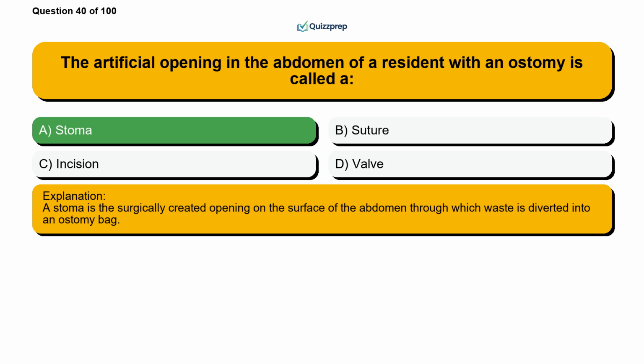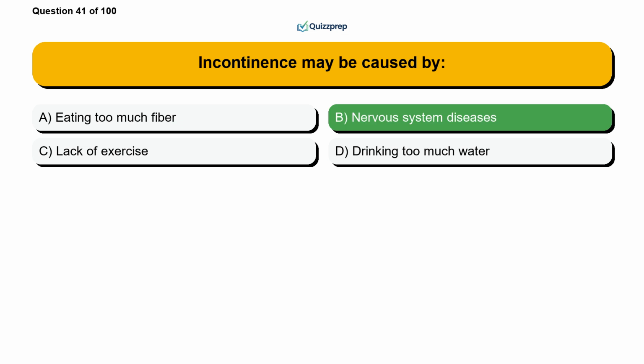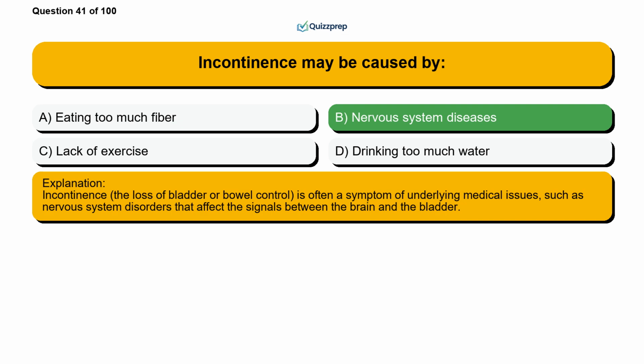Question 41. Incontinence may be caused by option A, eating too much fiber. Option B, nervous system diseases. Option C, lack of exercise. Option D, drinking too much water. The correct answer is option B, nervous system diseases. Incontinence, the loss of bladder or bowel control, is often a symptom of underlying medical issues, such as nervous system disorders that affect the signals between the brain and the bladder.